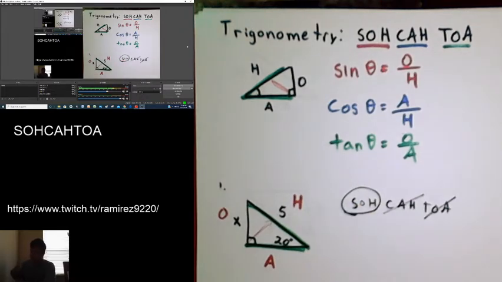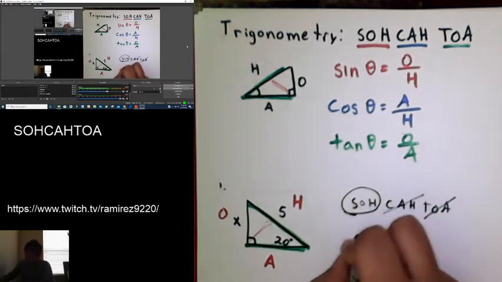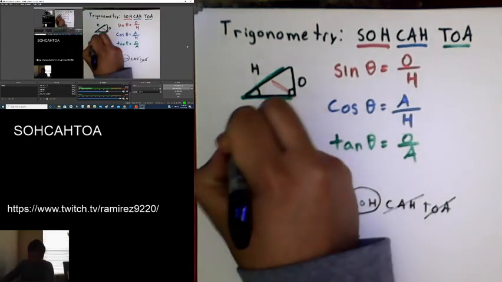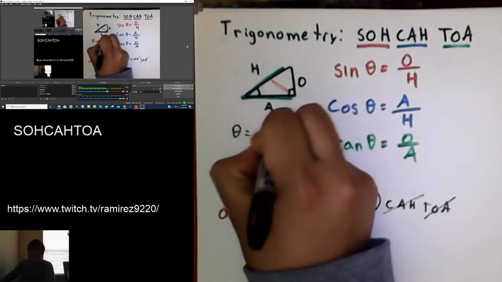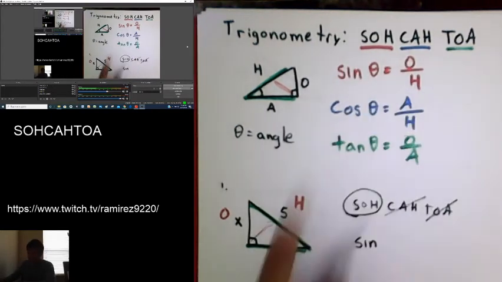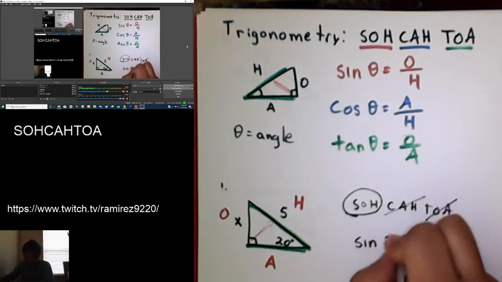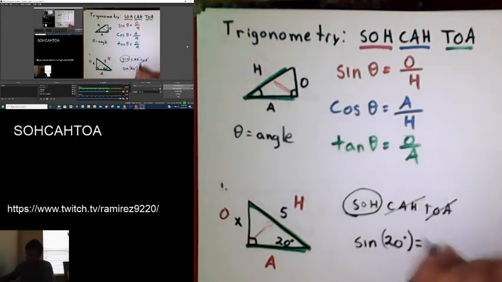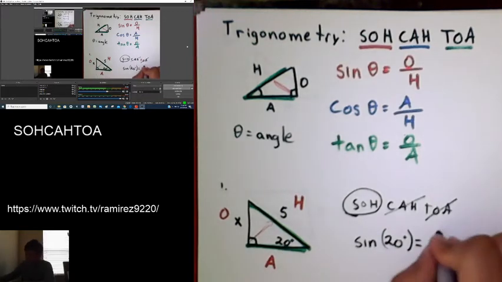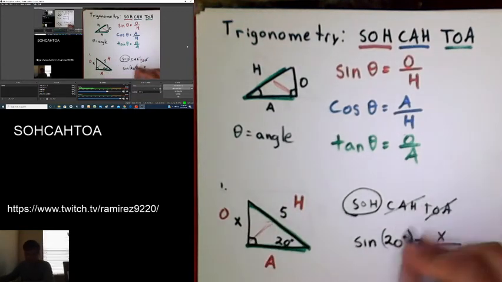So now that we know that we're going to be using SOH, it stands for sine. And it's the sine of theta, where theta is your angle. Theta is just an angle, and in this case, my angle is 20. So again, the sine of 20 degrees is equal to a fraction, O over H. So O is currently X, H is 5.